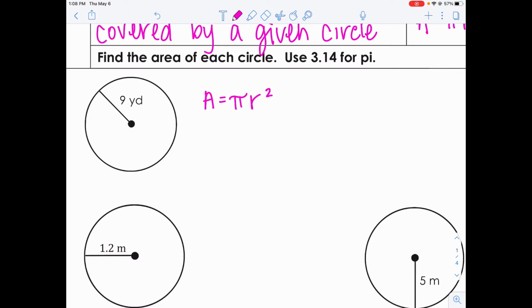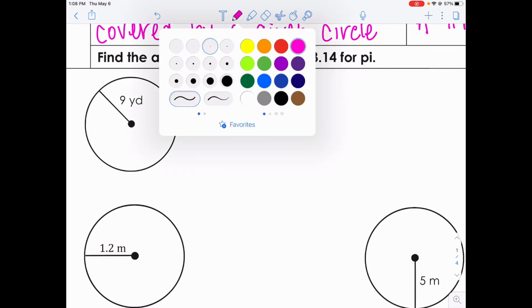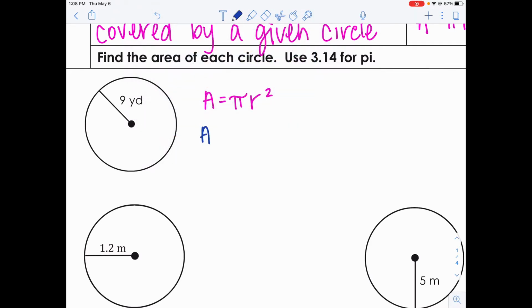Now you're going to plug in the numbers that you know. Area equals, we can substitute in 3.14 for pi. For the radius, we can substitute in 9, and then we square it. Remember that when you are squaring a number, it is not the number times 2, it is the number times itself. So like on this one, it's not 9 times 2, it's 9 times 9.